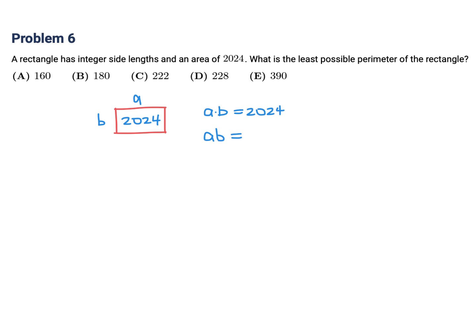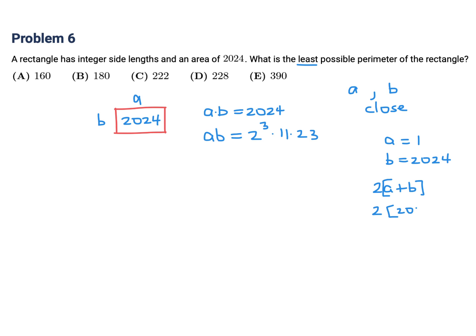Okay, so I'm going to factor this into prime factors, 2 to the power of 3, 11, and 23. For it to have the least possible perimeter, that would basically mean that A and B would have to be close together. So, for example, I could choose A is equal to 1 and B is equal to 2024, right? But if I did, the perimeter would be 2 times A plus B, which in this case is 2 times 2025, which is 4050.